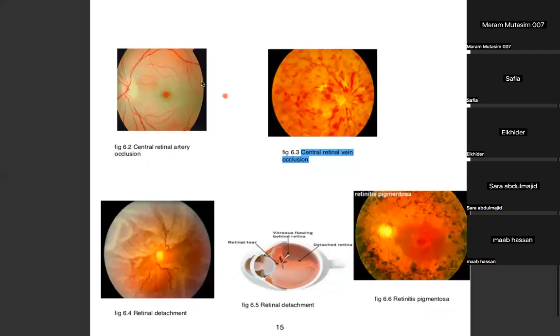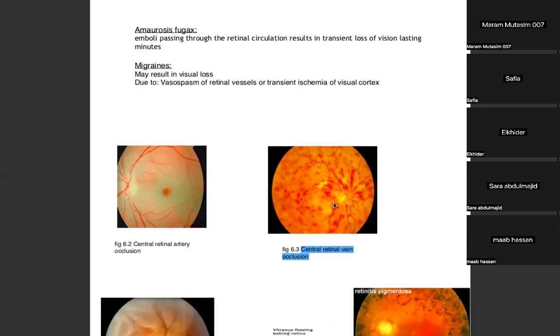Let's quickly review them again. The artery is pale. The vein looks like there are flames and fires. In retinal detachment, the retina literally falls off. And in retinitis pigmentosa there's black pigment on the eye and it's peripheral. The macula, if you see the central part now, is still fine.